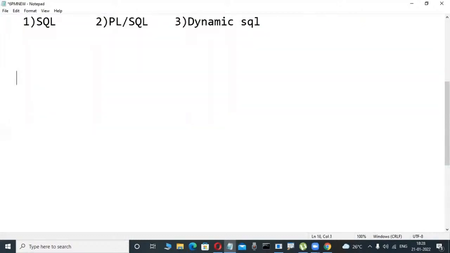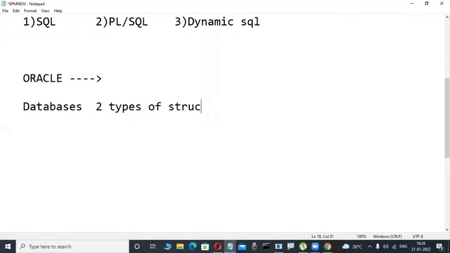Actually, these relational databases are there: Oracle, SQL Server, DB2. These are relational databases. But unfortunately, these databases have two types of structures. You must be familiar with that before we start our courses. Observe it here, two types of structures are there. Don't write it, just observe it here.